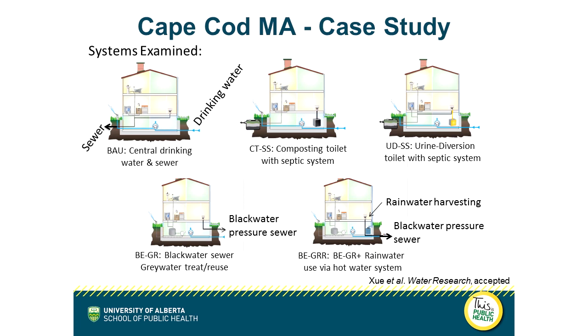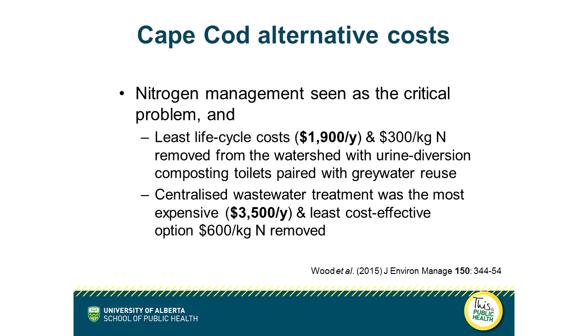And we went through and did a full systems analysis. So we looked initially at costs over the lifetime of these infrastructures. And just to quickly go through the numbers, the cheapest option from a life cycle costing point of view was to have the urine diversion composting toilets, in terms of cost per kilogram of nitrogen removed from the watershed. The most expensive option was the conventional sewer: $3,500 per year, every year of those people's lives for the sewer system. And that was costing $600 per kilogram of nitrogen removed. Why would you want to use the conventional? Well, there's much more discussion here.